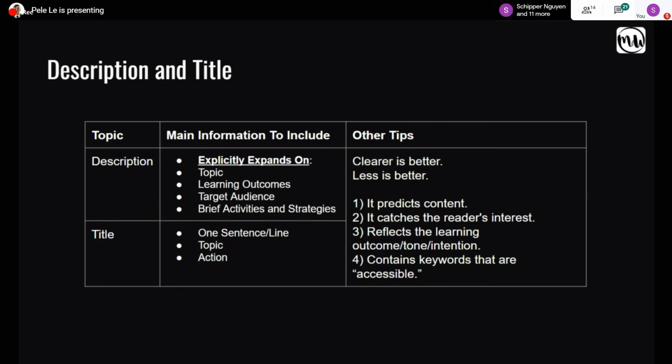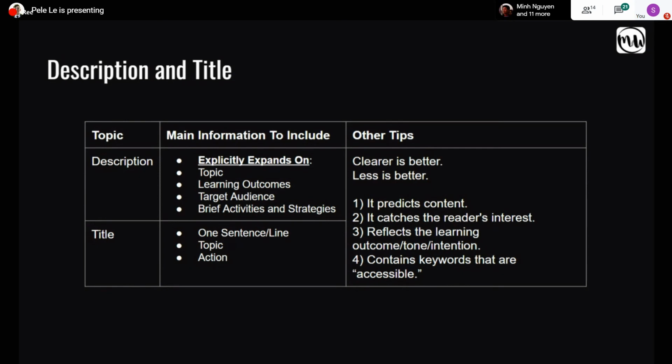So when it comes to the description, you want to be explicitly explaining and expanding on your topic, your learning outcomes, your target audience, brief activities and strategies. How I ensure my workshops are engaging is by making sure the right people are in there. And that means that my description and title share exactly what I'm presenting on, because I'm not trying to trick people into learning something they don't want to learn. I think often people do that just because they want numbers, but it's actually more impactful if you tell people what you're actually going to share and do that effectively.